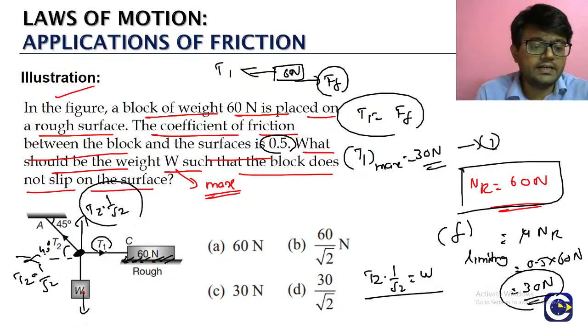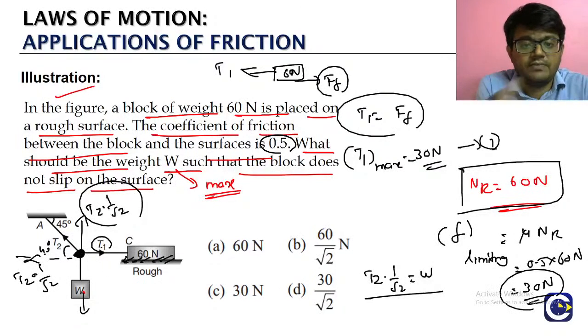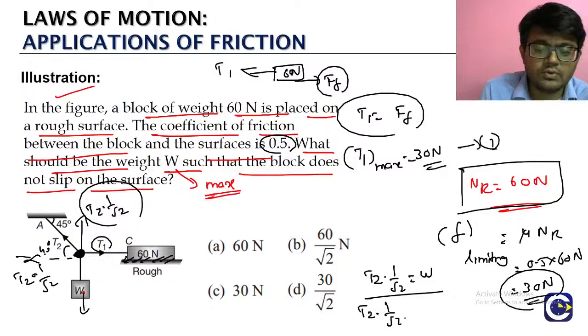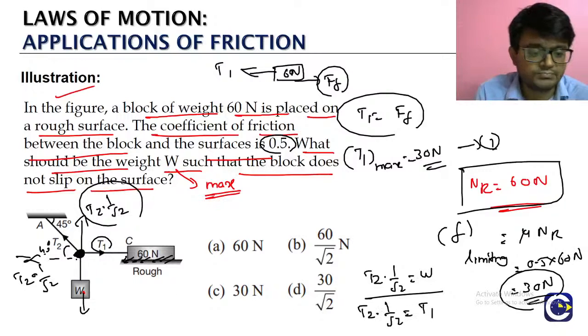Horizontally there is a T1. We are looking at the junction point. T1 is to the right side, and T2 into 1 by root 2 is on the left side. They should also balance, right? So T2 into 1 by root 2 is equal to what? T1. We are looking at the balancing of the forces at the junction.